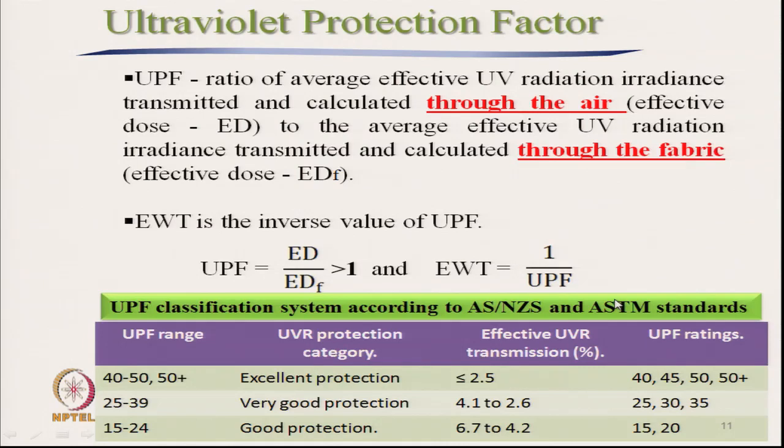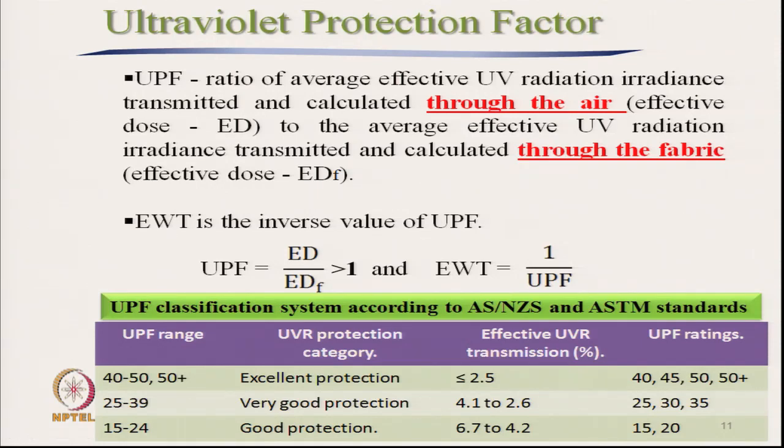First we will discuss what is UPF, ultraviolet protection factor. This is normally used for our clothing. UPF is the ratio of the average effective UV radiation transmitted and calculated through the air, to the average effective UV radiation transmitted through the fabric.